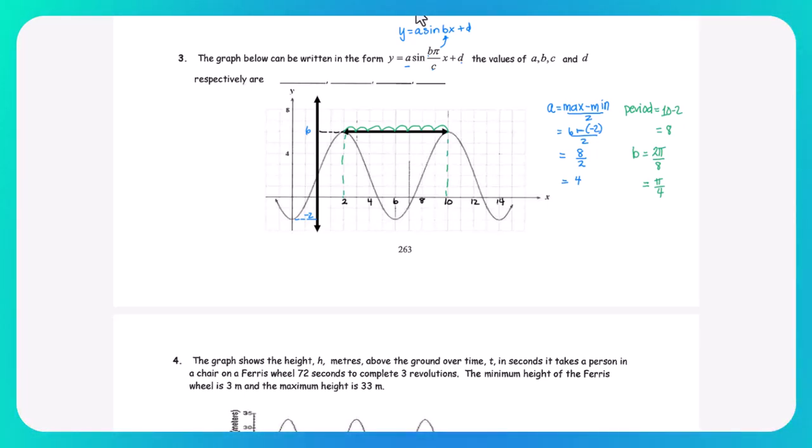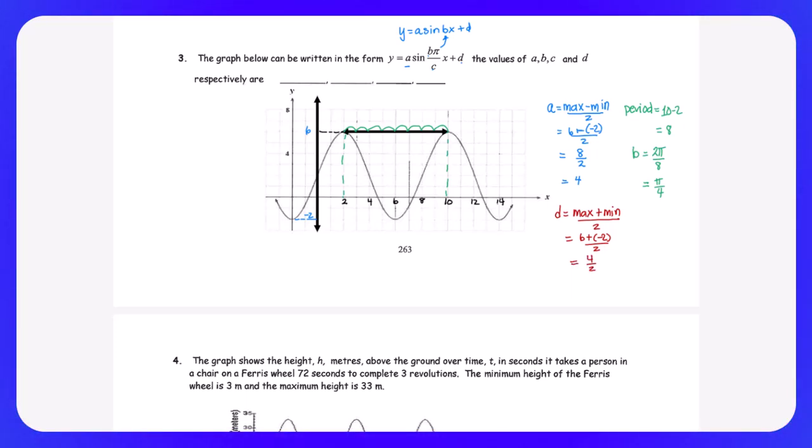Now the d value, let's do that using the formula. Let's just get used to that. So that's the average, remember? When we have averages, we add everything up, divide by the total number, which in this case is going to be 2. So it's 6 plus -2 over 2, which gives us 4 over 2, which gives us 2. So now we have our d value.